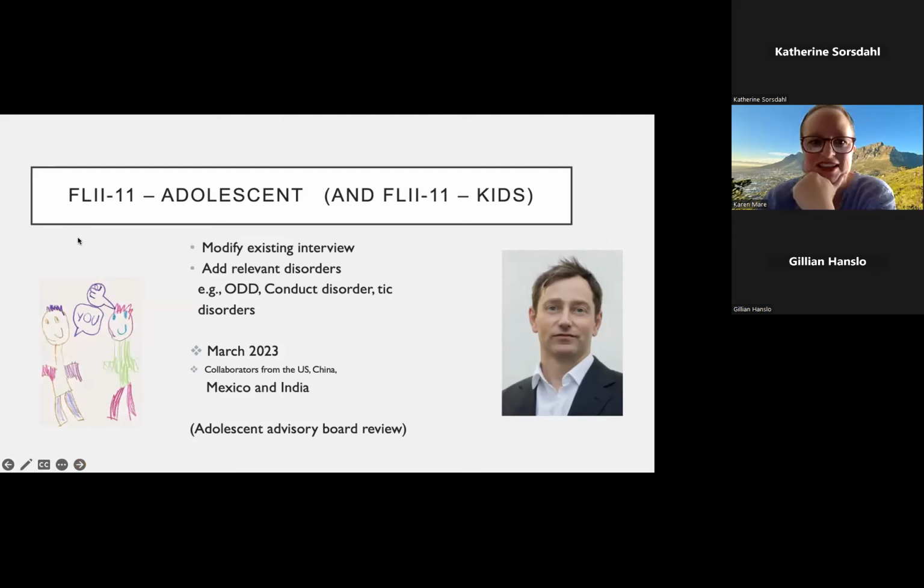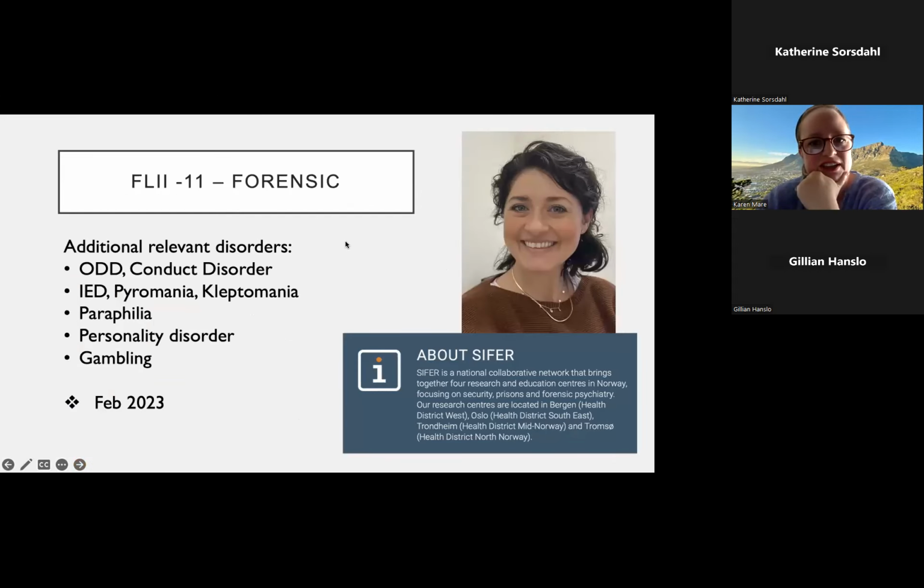And at the same time, we are working with our very own Prof. John Joe Dawson-Squibb on modifying the FLY-11 for adolescents, and then considering whether to add any relevant disorders. They convened for the first time in 2023, and they've got collaborators from the US, China, Mexico, and India. And eventually we would love to present this to your adolescent advisory board for review. And also a consultant at Valkenberg, Dr. Jay Bauer, is working on the forensic FLY-11. They've decided which disorders to add, as you can see, and they first convened in February. And they are also working with Norwegian forensic colleagues.